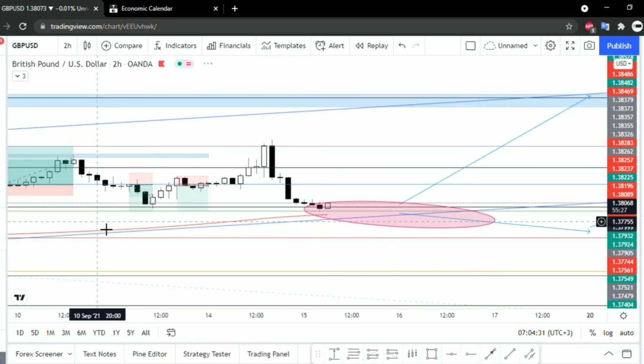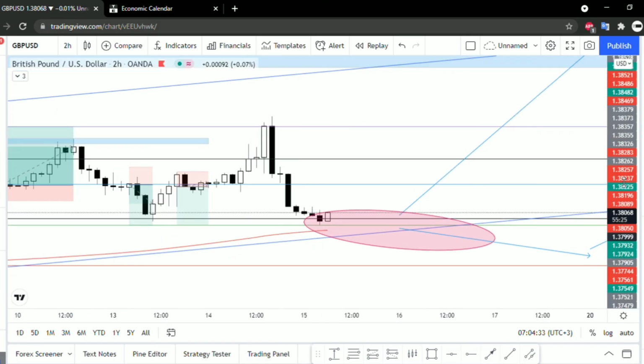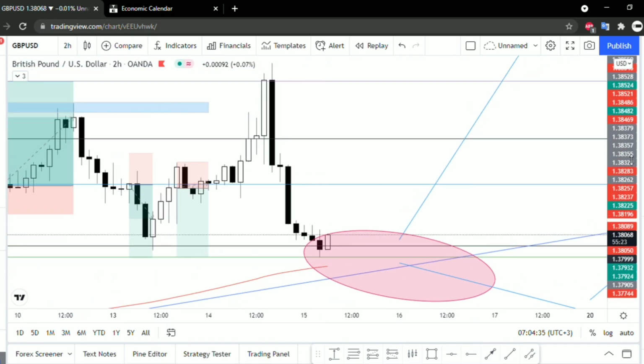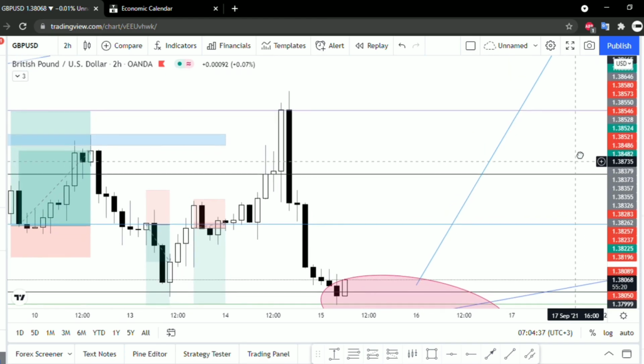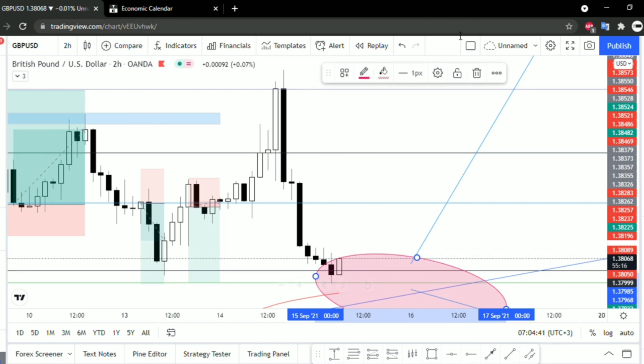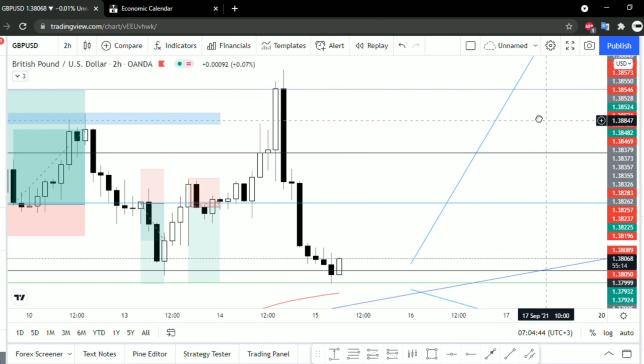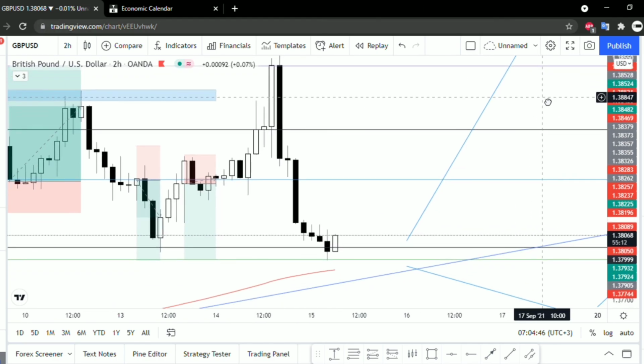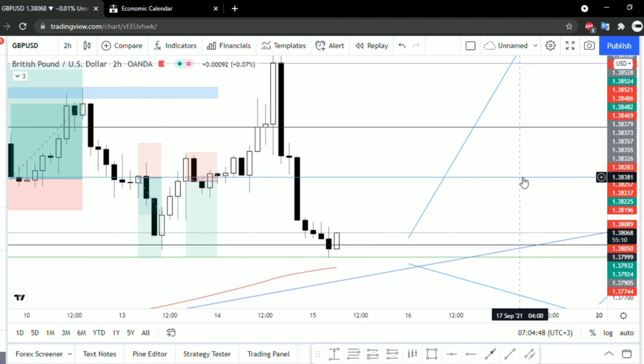We made a loss yesterday, but it's all good. That's the nature of trading. If we don't make some losses, we aren't going to make profits either. So let's just wait and see how the currency pair is going to be behaving this week, towards the end of this week and next week.